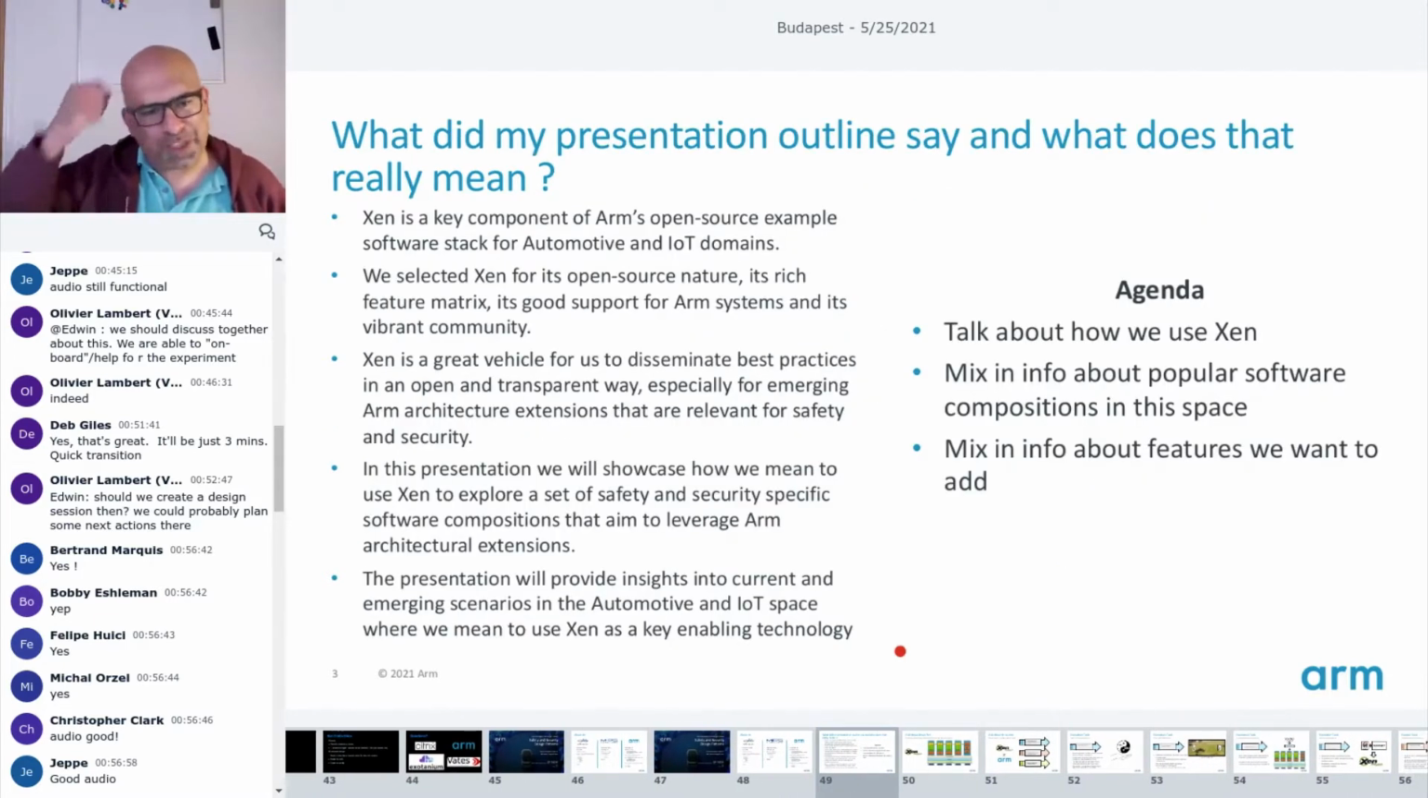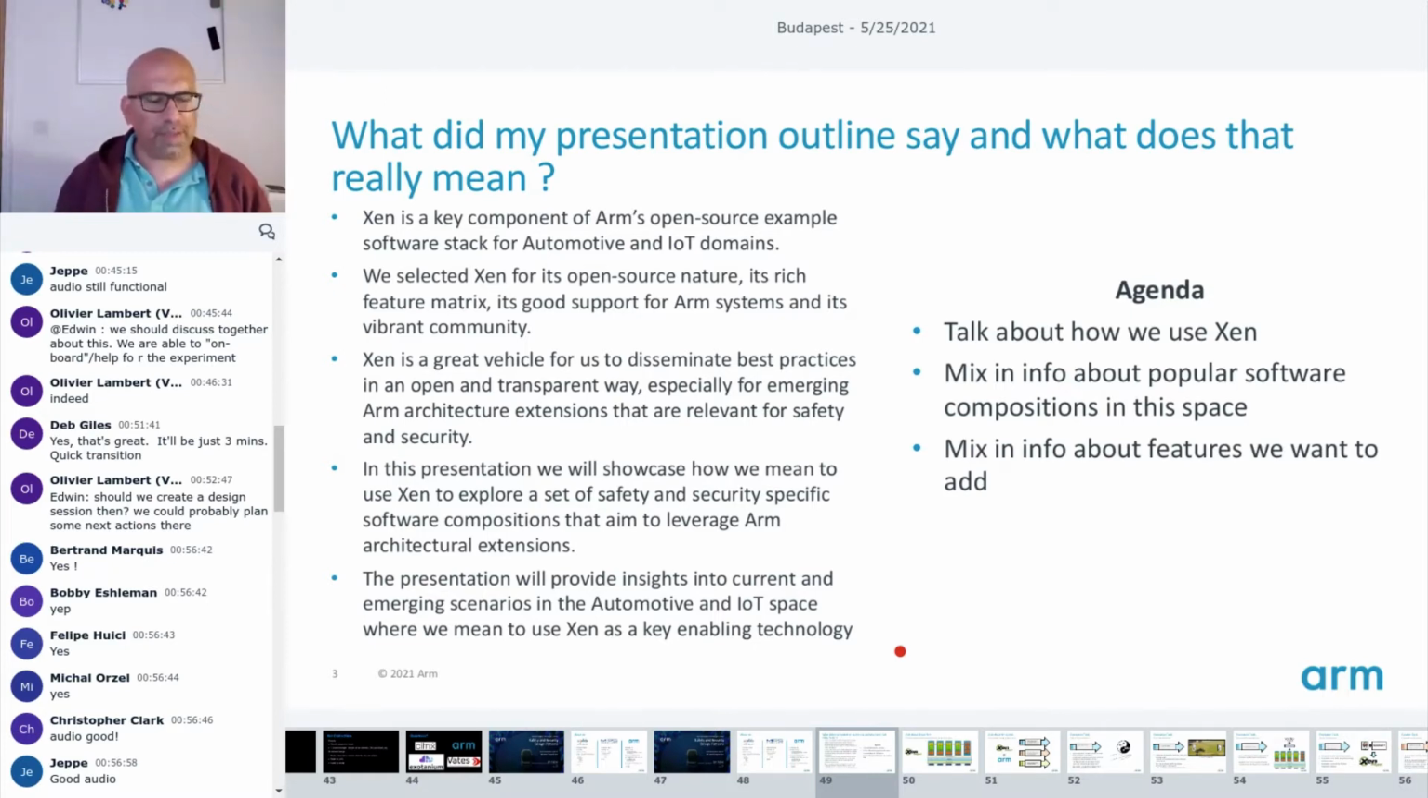Right. So I put in a lot of words in my presentation outline, but there was a reason. There's some points I want to make over here, and then those points help me articulate the agenda. So Zen is a key component of an open source software stack that we do in the Automotive and IoT team at ARM. And people ask me, oh, if it's going into automotive and IoT, why are you using open source stuff? In my last keynote, I gave that topic a lot of attention, so I would urge you to look at that for the details. But simply put, we were looking for a vibrant community and a good feature matrix, and Zen gives us all of that.